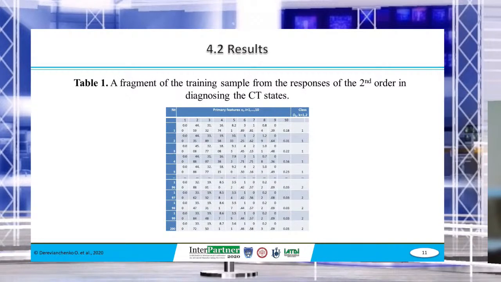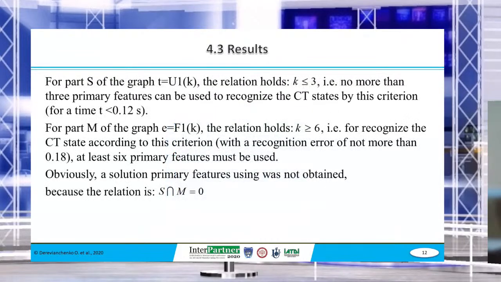The result of the analysis is shown in figure 3. This is a fragment of the training sample for response features of the first level. The recognition quality criteria were set: T equals 0.12 seconds, E equals 0.18.